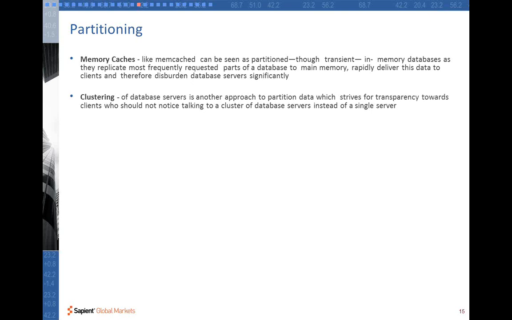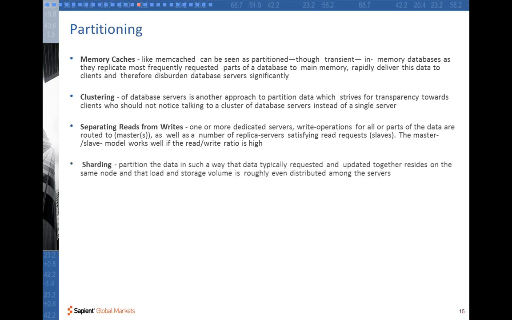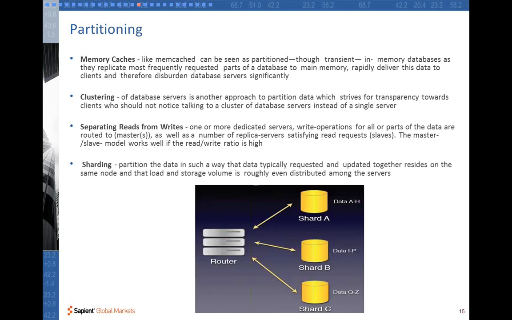Now, the third approach is separating reads from writes. This is a master-slave kind of arrangement, and the replication of data can happen either by a transfer of state or by transfer of operations, which are applied to the state on the slave nodes and have to arrive in the correct order. But we have to be cautious about master-slave scaling features and master-slave failures.